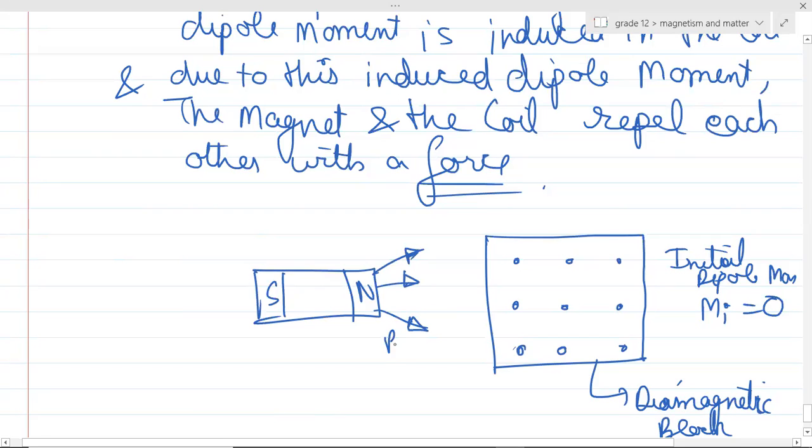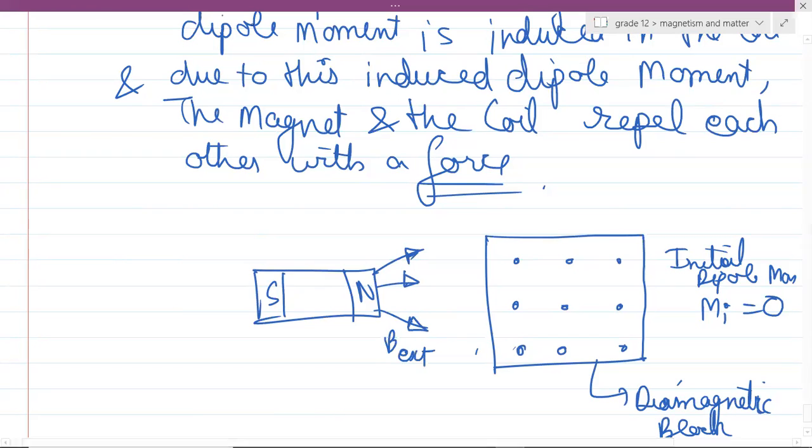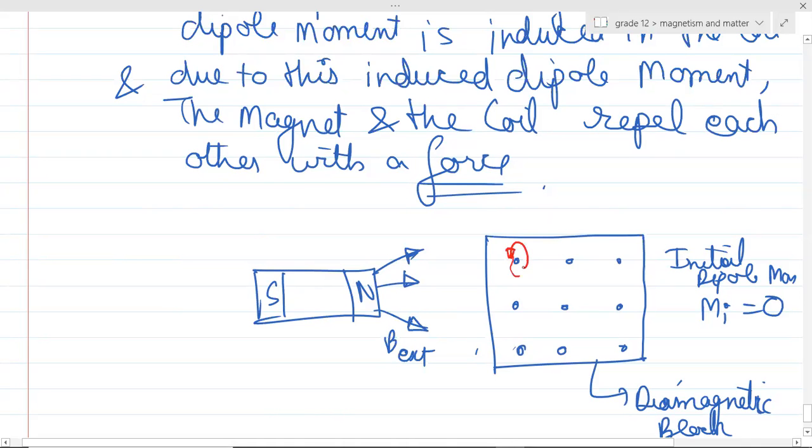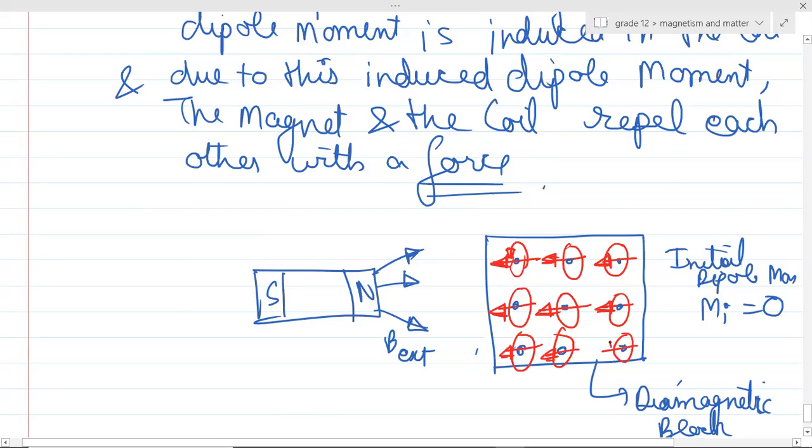But as soon as you place it in an external magnetic field, inside these atoms, can you see small loops are there? Some dipole moment will be induced in these, can you see there will be coils, right? So due to this, a certain dipole moment is induced in every atom in the direction opposite to the external magnet. So basically, these are the direction of induced magnetic moment inside every atom.